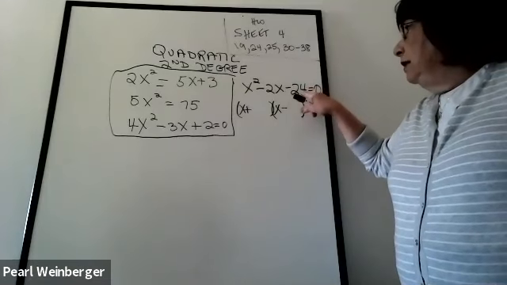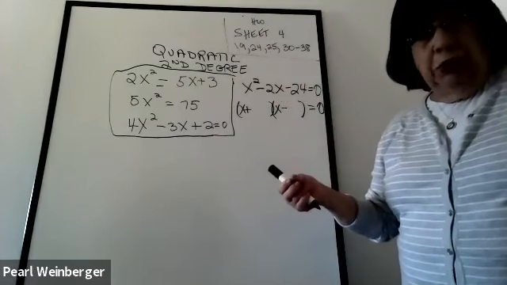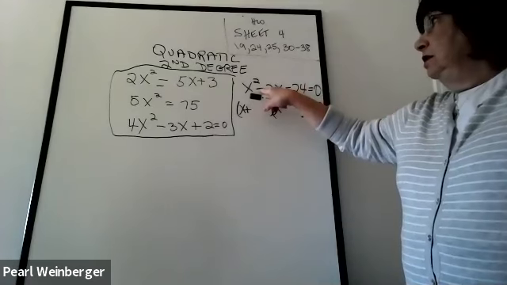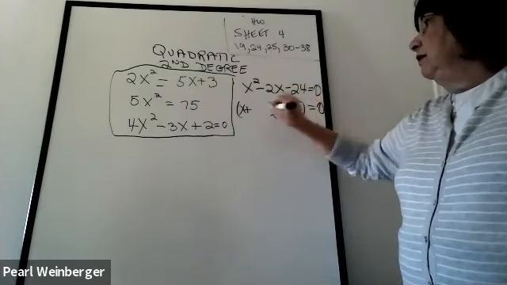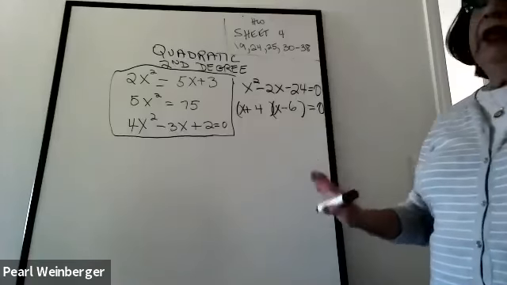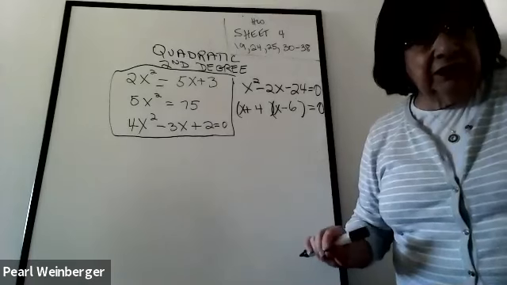And what multiplies to 24, but when we subtract it gives us 2, and that must be 6 and 4. And since the middle term is negative, the larger number, the 6, is going to be the negative, and the 4 is going to be the positive. We have factored, but we haven't finished solving this equation.